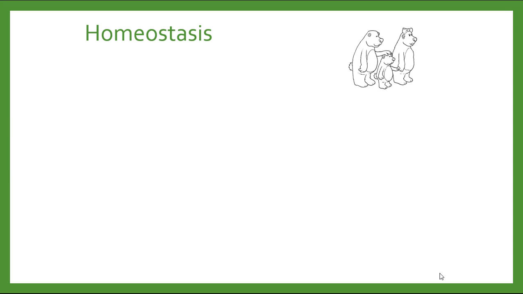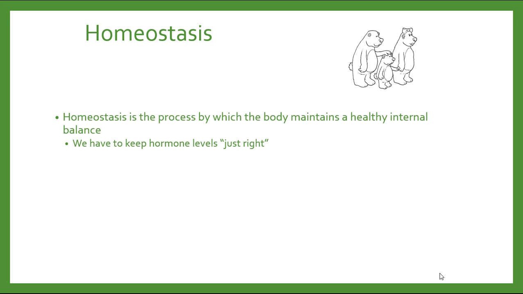One of the important features that hormones and the endocrine system are responsible for maintaining is homeostasis. This is the process by which our body maintains a healthy internal balance. We don't want our hormone levels to be too high, but we also don't want them to be too low. Everything has to be kept just right.